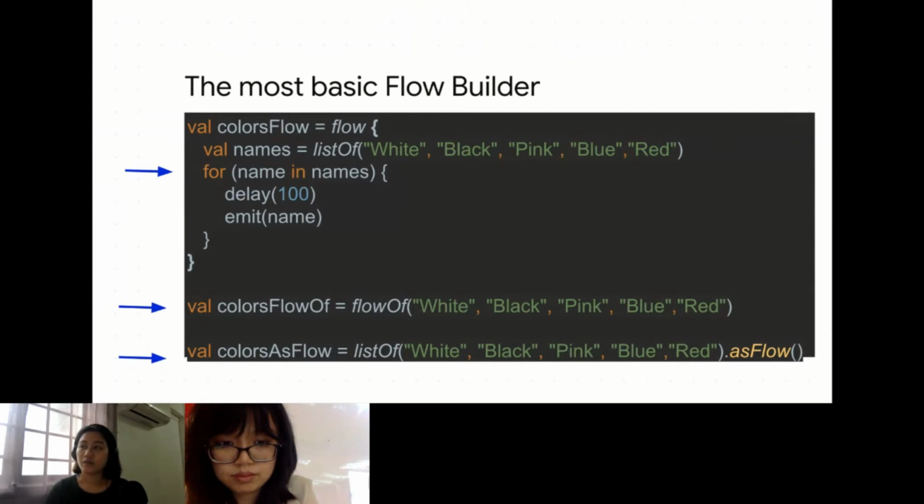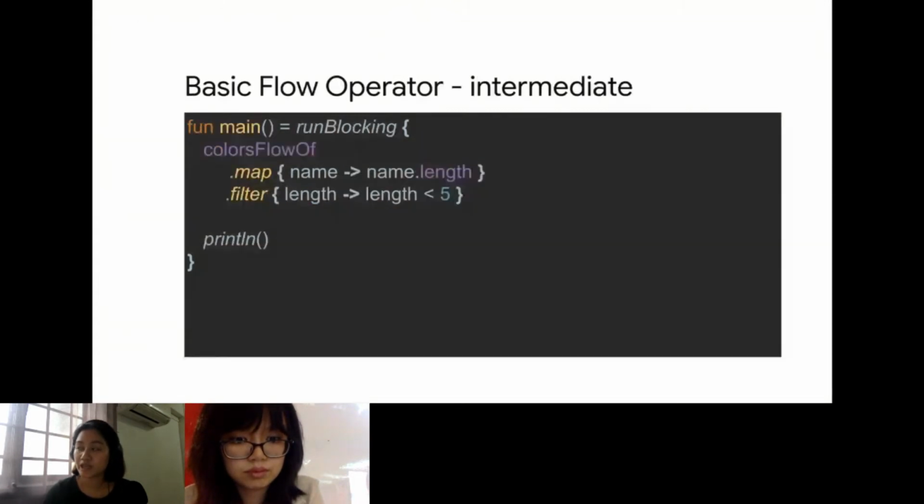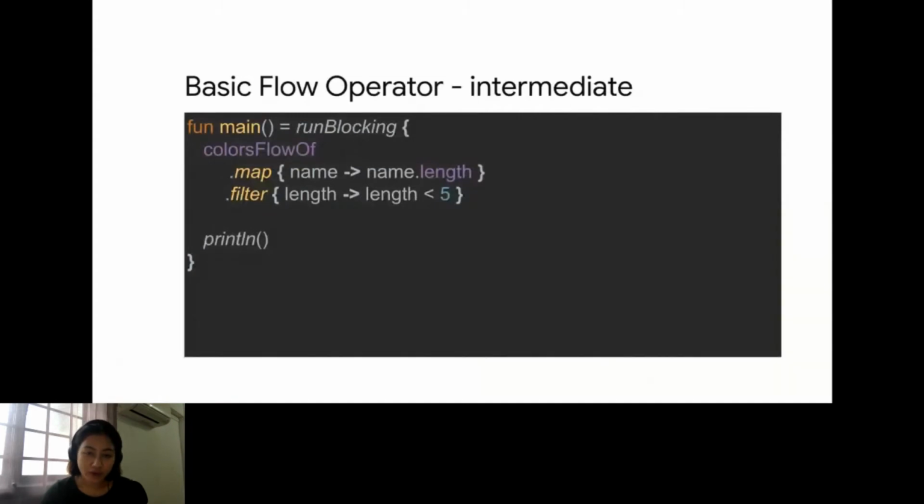Okay, what about the Kotlin flow operators? There are two kinds of operators in flow: intermediate and terminal. In intermediate, we have map and filter. Map transforms each value to another value. For example, here map transforms name to name.length. And the filter operator selects values that meet a condition. The condition is that length should be less than 5.